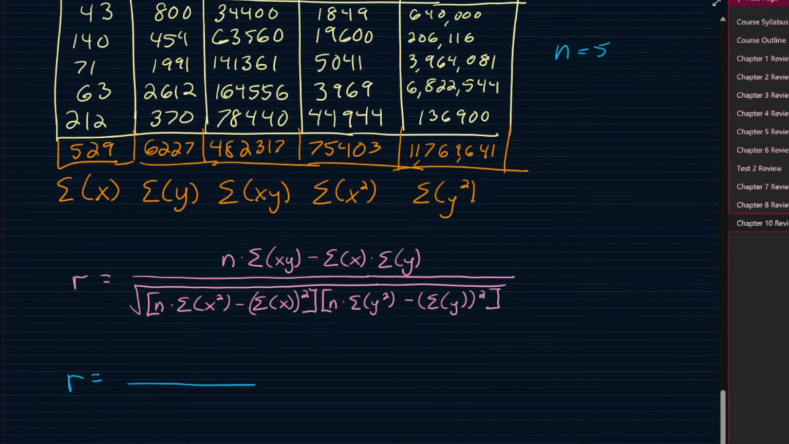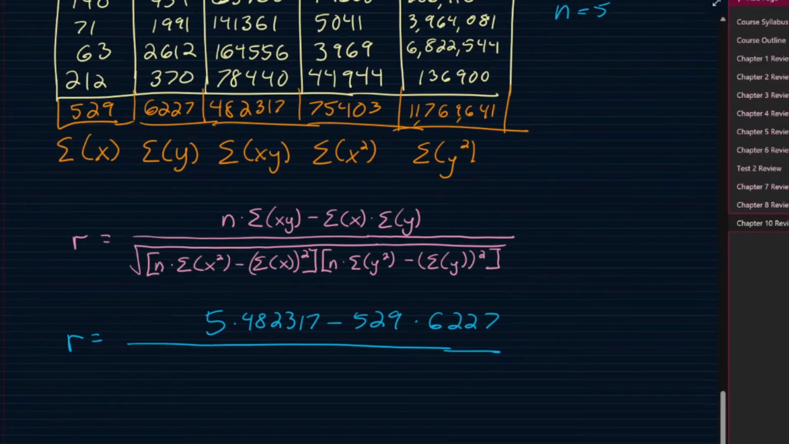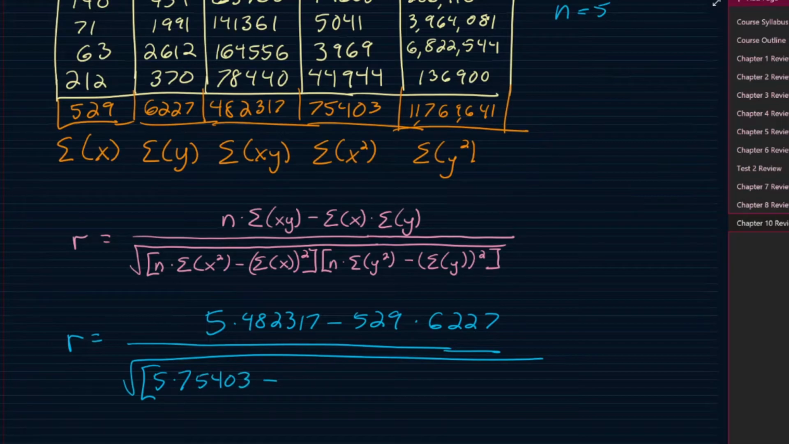So what do we get here? 5 times the sum of all the xy's, that's the 482,317 number, minus the sum of all the x's, that's 529, times the sum of all the y's, that's 6227. And all over the square root of, this is 5 times the sum of the x squareds, that's 75,403, minus the sum of all the x's, which is 529 squared.